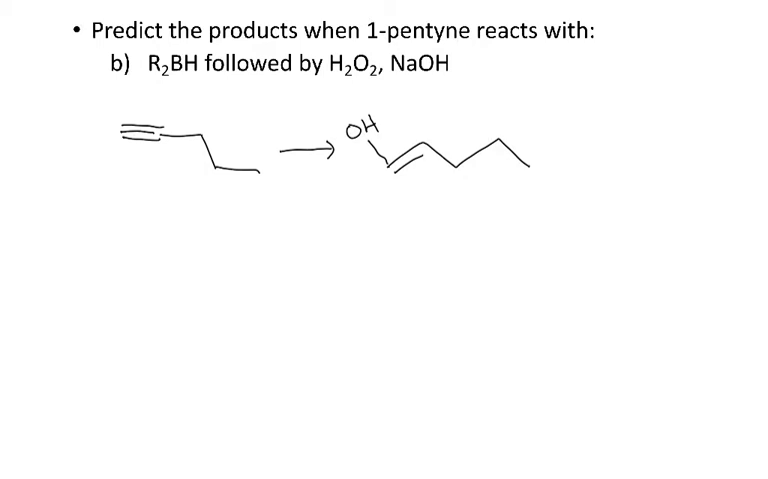And this is an enol, right? Enol. But we usually can't isolate the enol, and it tautomerizes to, in this case, because the alcohol is on the end, it's going to tautomerize to the aldehyde. So that would be our final product.